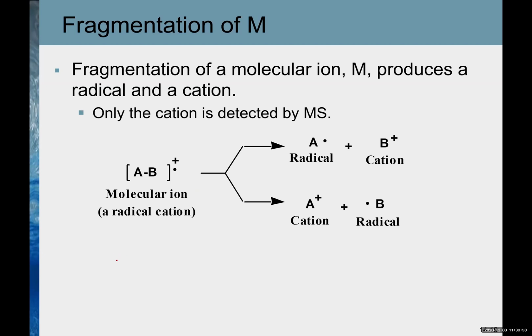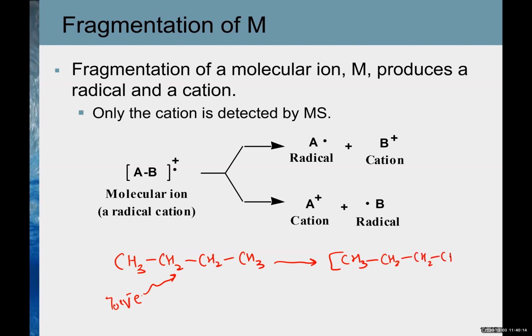For example, if I have butane, right? And butane was bombarded with electrons, fast moving 70 electron volt. And this is going to give me a nice molecular ion, molecular radical cation. Any questions so far? This we learned previously. So any questions so far on how this happens?